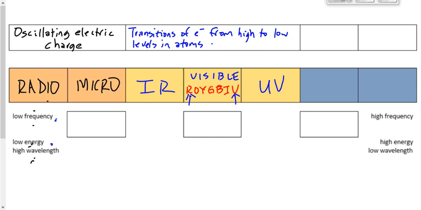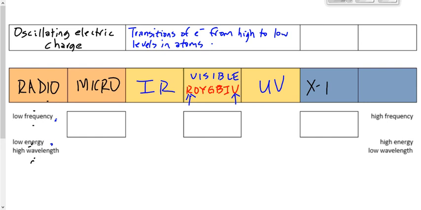If it's a small transition, it tends to give off a small frequency or small energy form of EMR, like infrared. But if it's a big transition, it gives off a higher frequency or higher energy EMR, like ultraviolet. So if you go from level 5 to level 4, it's probably going to be infrared. If you go from level 5 to level 1, it's probably going to be ultraviolet because it's a bigger, more energetic transition.